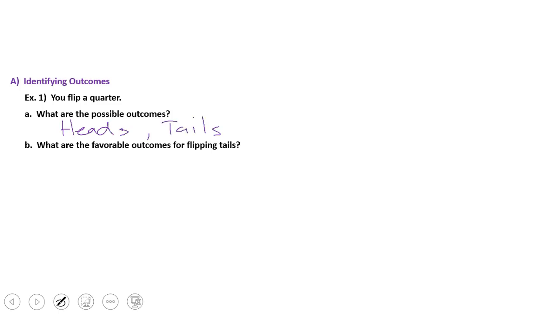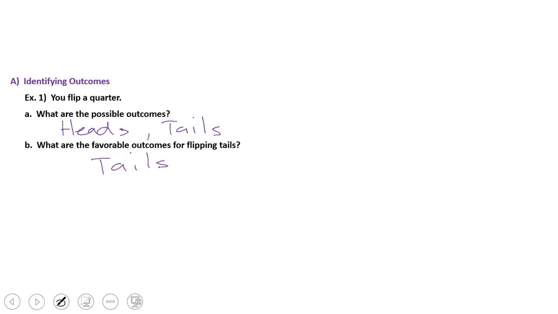Those are the possible outcomes. What are the favorable outcomes of flipping tails? Well, there's only one favorable outcome for flipping tails, and that is tails. I didn't ask how many. That would have been one. I asked for what is the favorable outcome for flipping tails, and I would have tails.